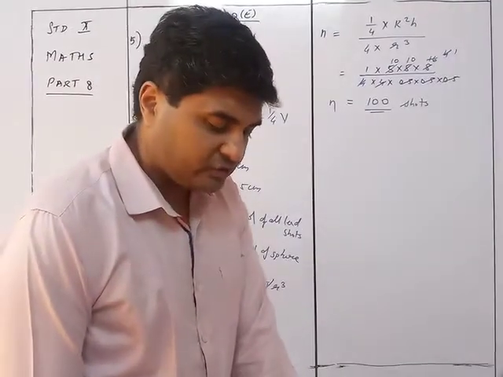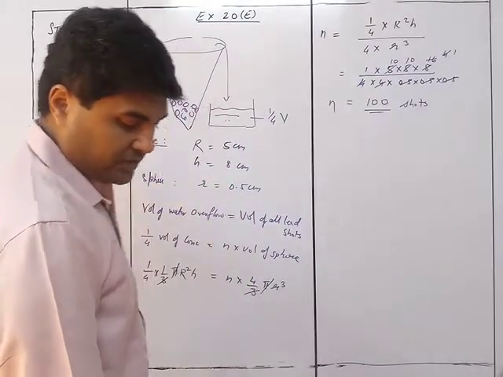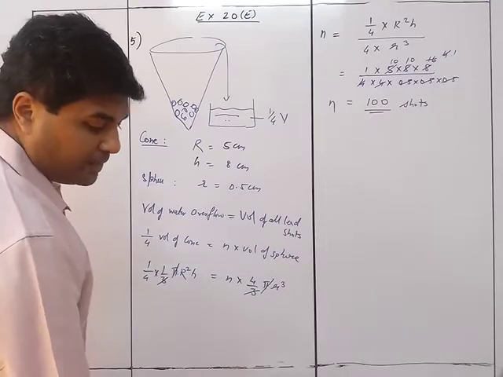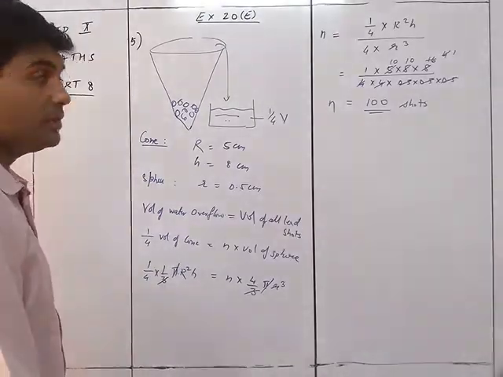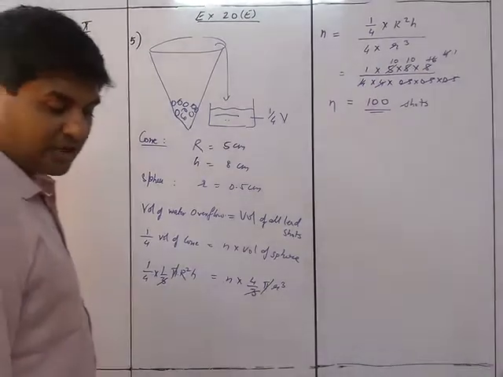So the number of lead shots dropped inside that vessel was 100. That was exercise 20E, sum number 5, answer 100. Easy. We move on to sum number 7.